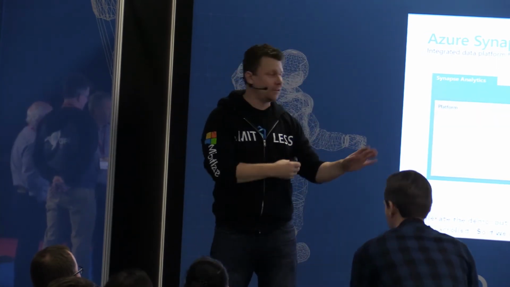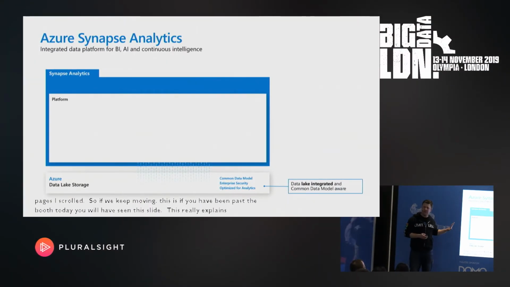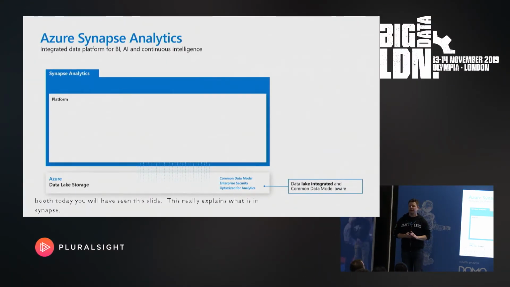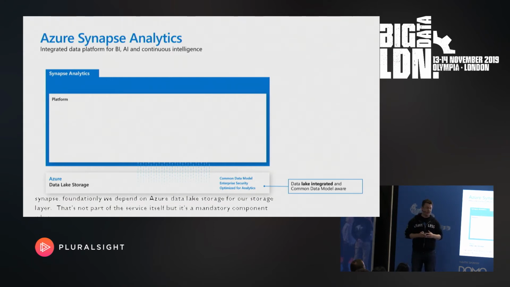And so if we keep moving, and if you've been past the booth today, you will have seen the slide that looks like this. This really explains what is in Synapse. Foundationally, we depend on Azure Data Lake storage for our storage layer. That's not part of the service itself, but it's a mandatory component when you provision a new instance of Synapse.